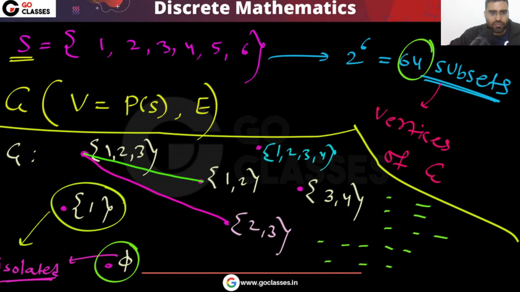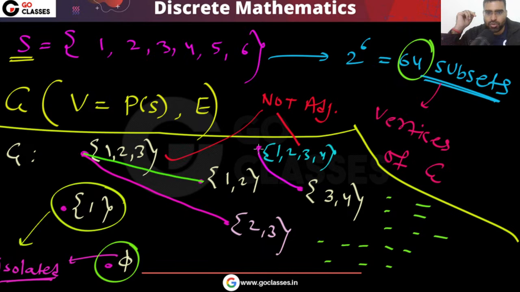What about 1, 2, 3 and 1, 2, 3, 4? These will not be adjacent. Yes or no? Look at these two. They are not adjacent, correct? Because they have three common elements, 1, 2, 3. So they are not adjacent. What else? You can see this 3, 4 is adjacent to this. This 1, 2 is adjacent to this. Similarly, this 2, 3 is adjacent to this. So like this. I hope you understood.